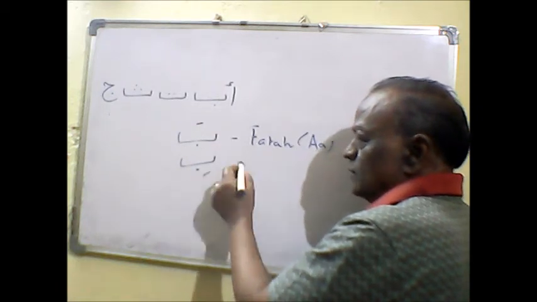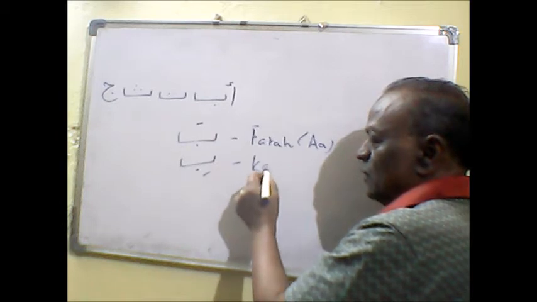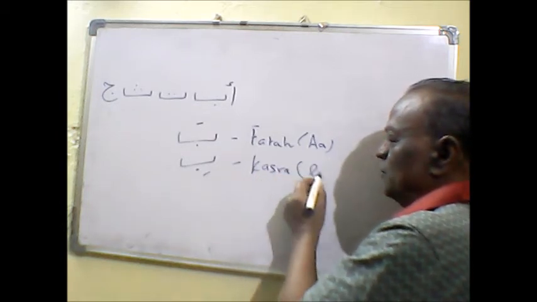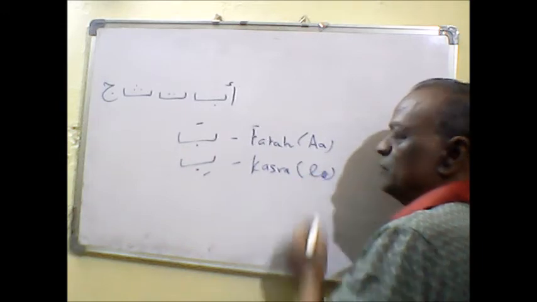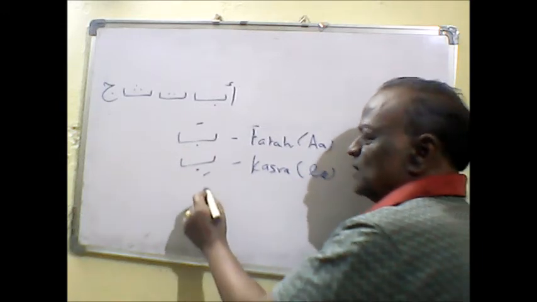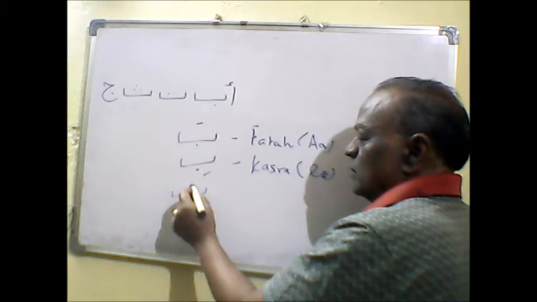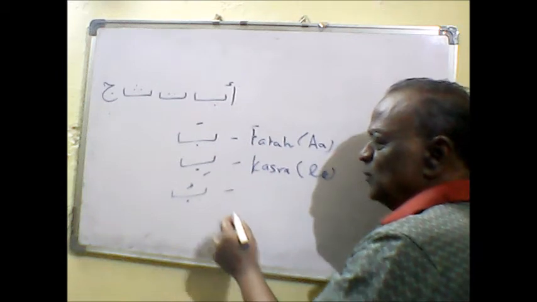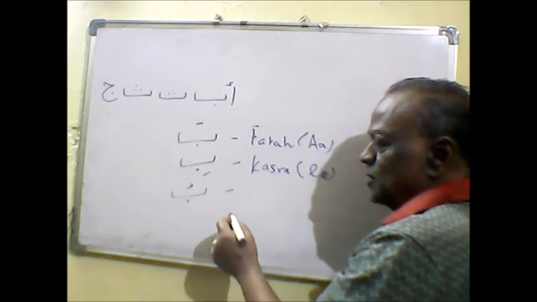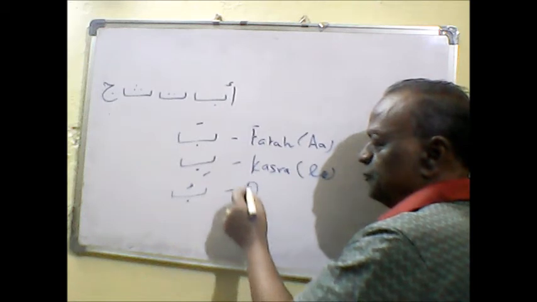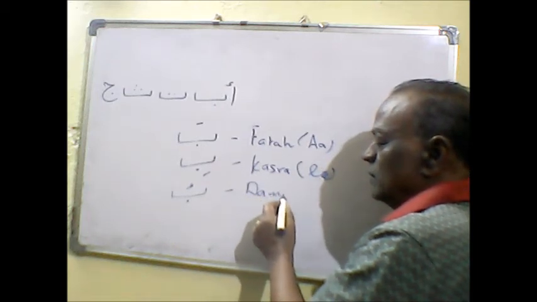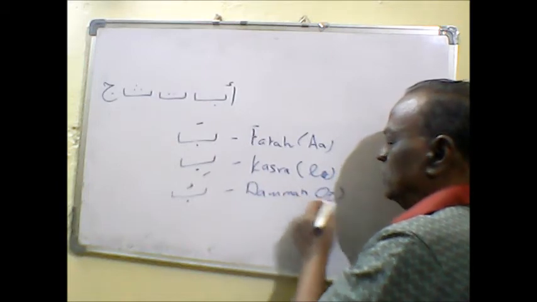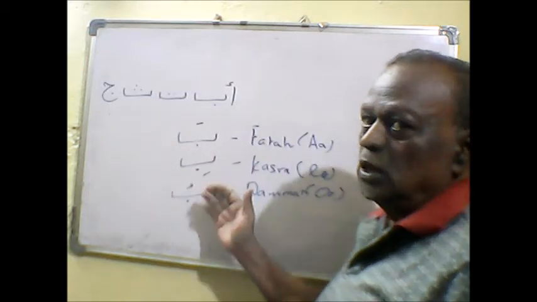Same letter, I take to make the subject clear. A stroke below this letter is called Kasra. Kasra will give an E sound. The third one, on the same letter, is a comma-like structure. It will give a U sound. The name of this vowel is called Dhamma, D-H-A-M-M-A-H. Dhamma will give a U sound. So A, E, U.